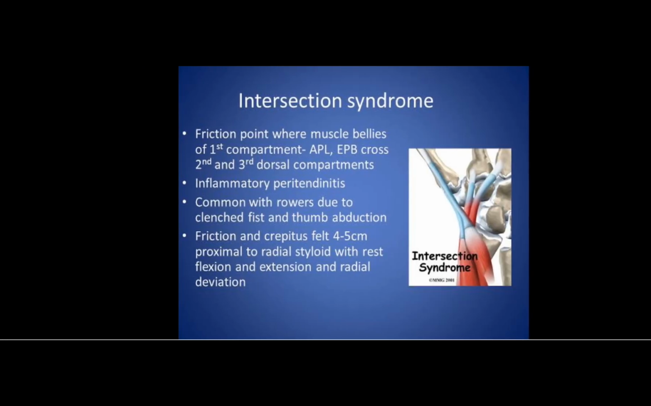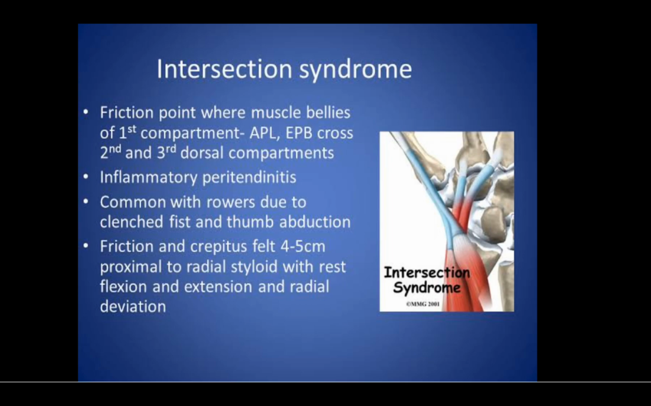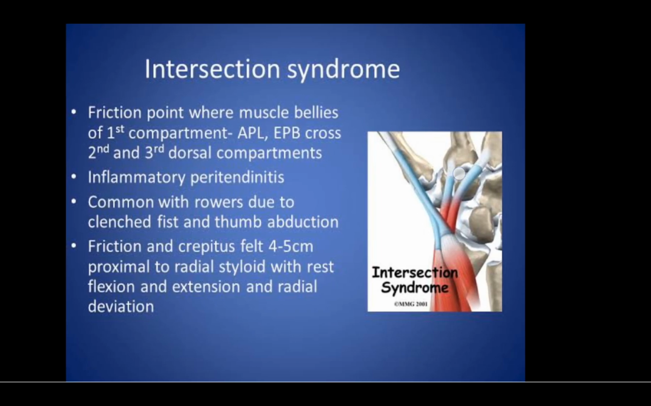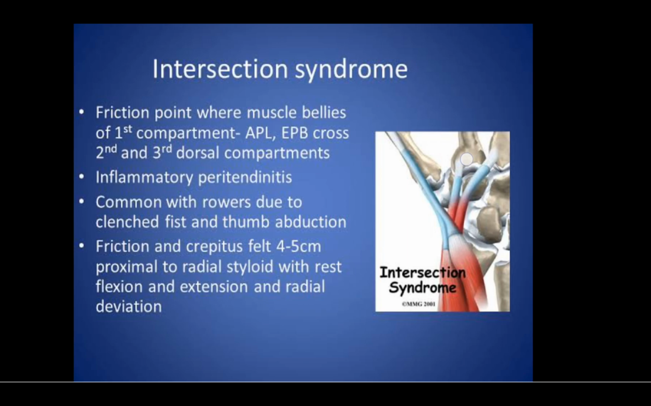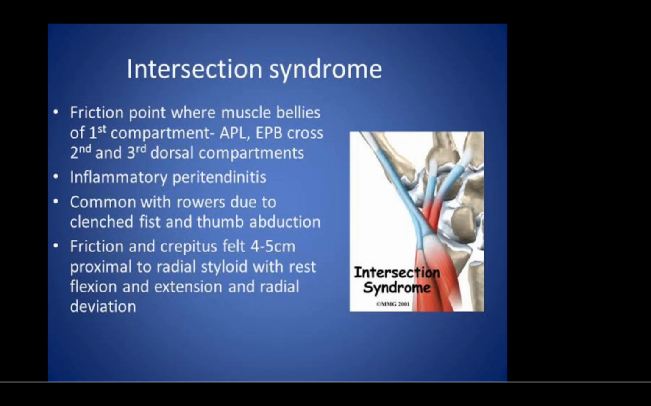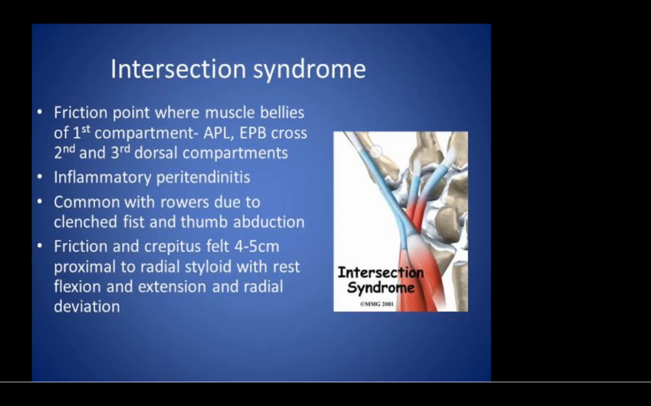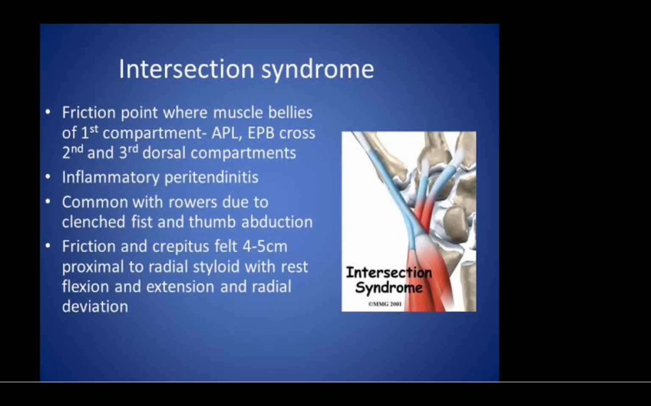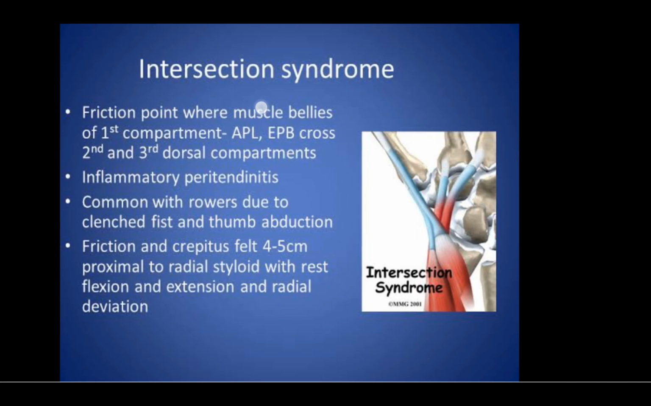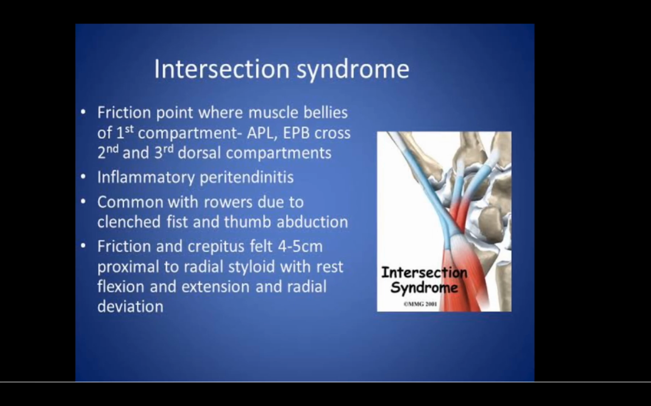Then next we have intersection syndrome. Intersection is between the muscle bellies of the first compartment and the second and third dorsal compartments. For the first compartment we have de Quervain's. Then if the intersection of the first and second and third is involved, it is called intersection syndrome. And in the first compartment, we know, abductor pollicis longus and extensor pollicis brevis.